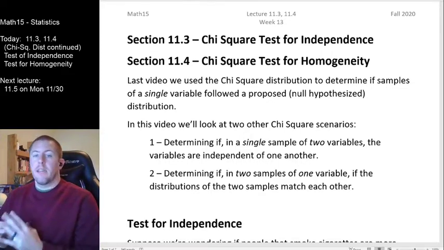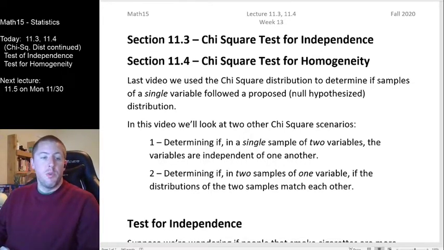When we are testing for independence, we would like to know if two variables are independent of one another. In our first example today, we'll look at the relationship between whether or not a person has tattoos and whether or not a person smokes cigarettes. What we might want to ask ourselves is, if I know that a person does smoke cigarettes, does that influence the probability that they have a tattoo?